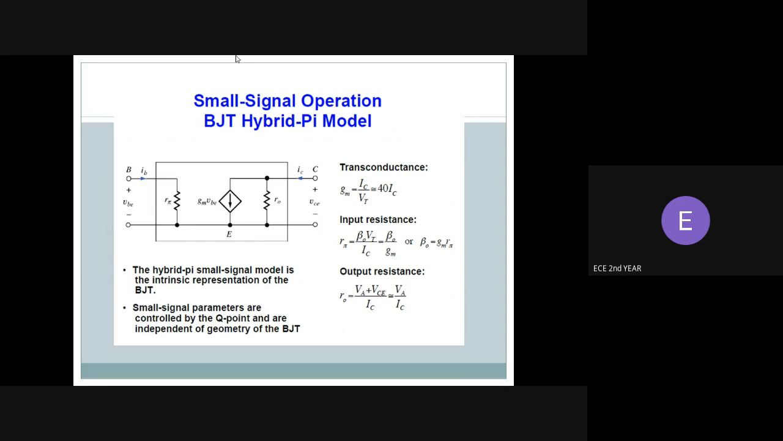And input resistance r pi is equal to beta of VT by IC, which is equal to beta by gm. Output resistance: r o is equal to VA by IC.